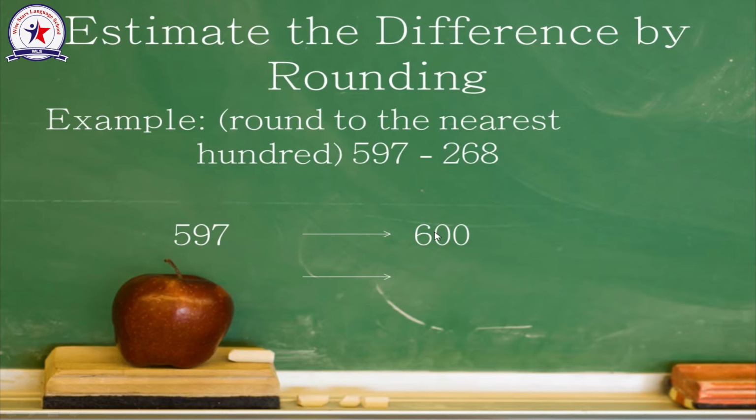597, first of all, put 2 zeros. Then look at the tens. We have 9 more than 5. Then add 1 more. 5 will be 6. 600.